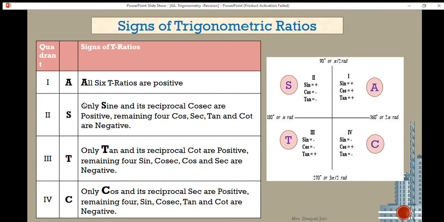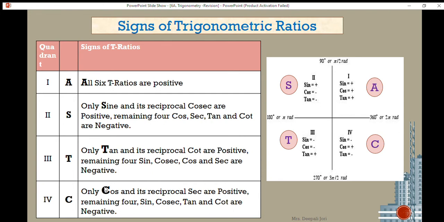Now in the second quadrant, only sine and its reciprocal cosec are positive. I have taken that S letter from this second quadrant. S stands for sine. So sine and its reciprocal cosec are positive, and the remaining 4 trigonometric ratios will be negative in the second quadrant. Next, for the third quadrant, you have to remember that T is for tan: only tan and its reciprocal cot will be positive, and the remaining 4, sine, cosec, cos and sec, will be negative.